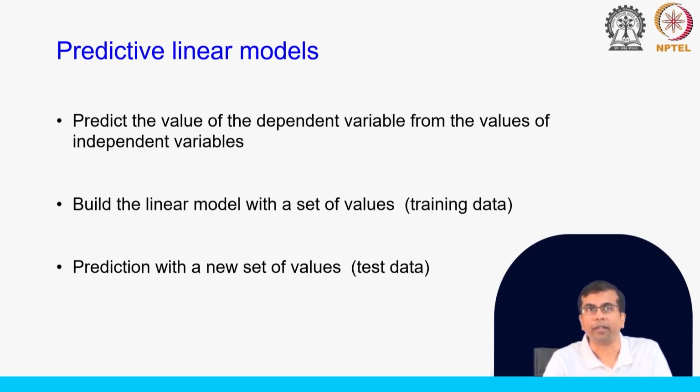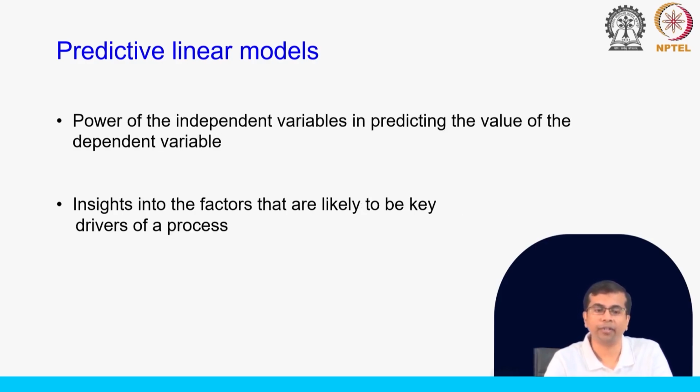Now, how do these predictive models help in biological data analysis? This will give us insight into how well the independent variables predict the dependent variable, or the response variable, and this also can help us identify the independent variables that are very important for the prediction. In biology, we learn about these factors that are likely to be key drivers of a biological process or a specific function. So, this is where the predictive linear model will help.